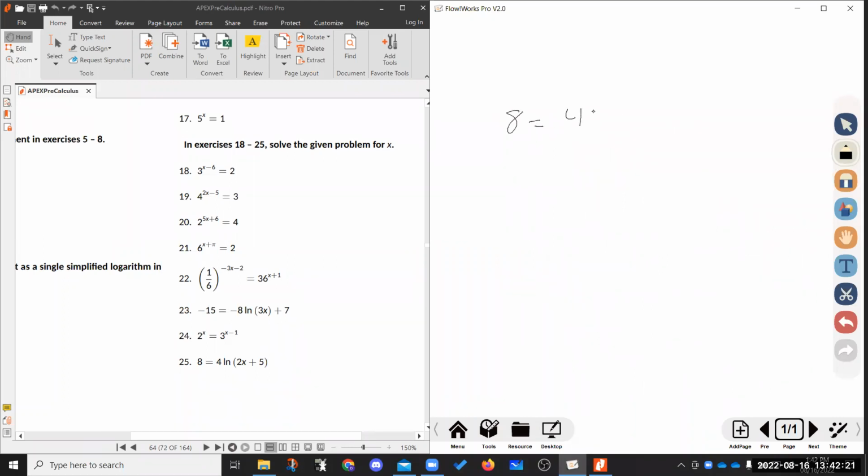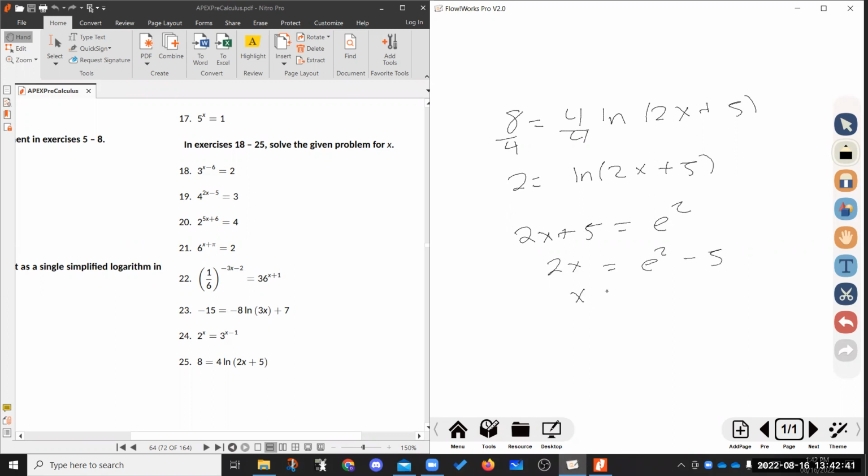8 equals 4 ln of 2x plus 5. Divide by 4. 2 is equal to ln of 2x plus 5. 2x plus 5 is equal to e to the second. 2x is equal to e to the second minus 5. X is equal to e to the second minus 5 divided by 2.